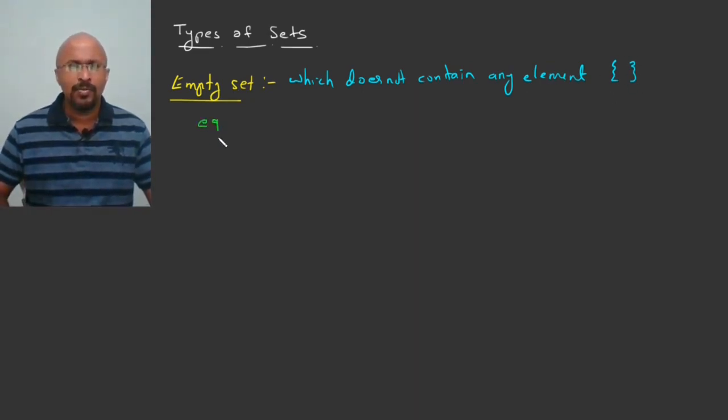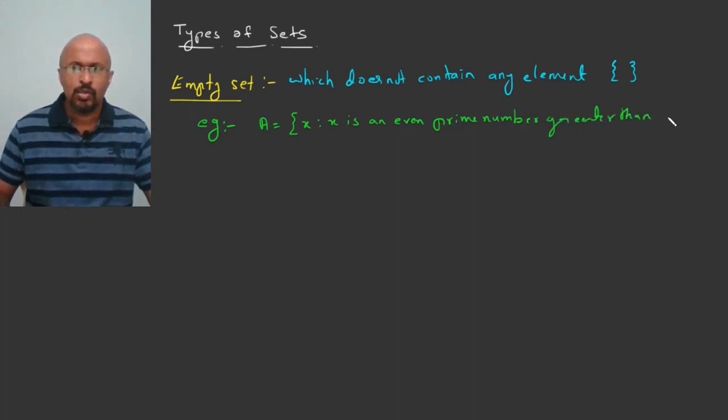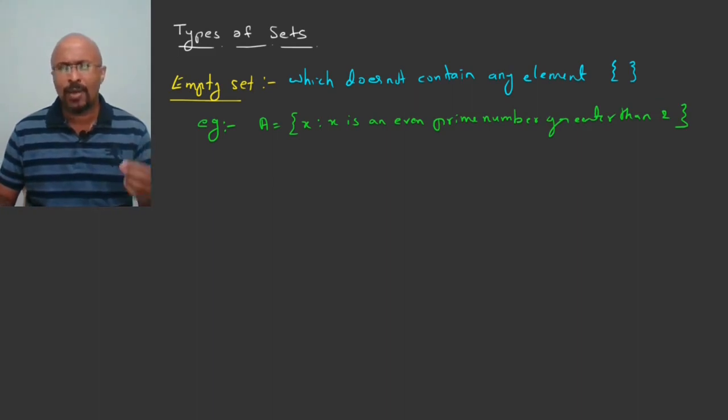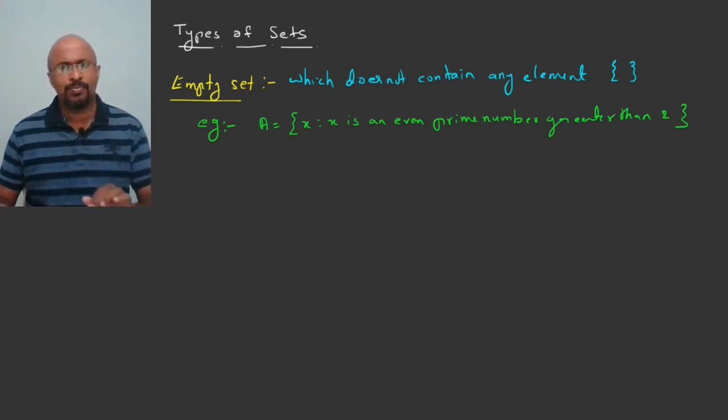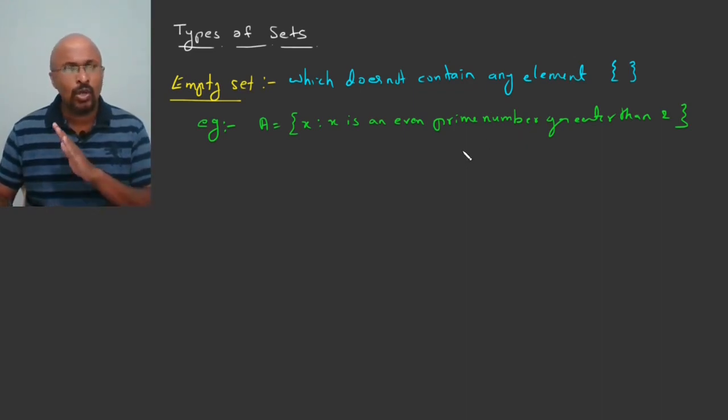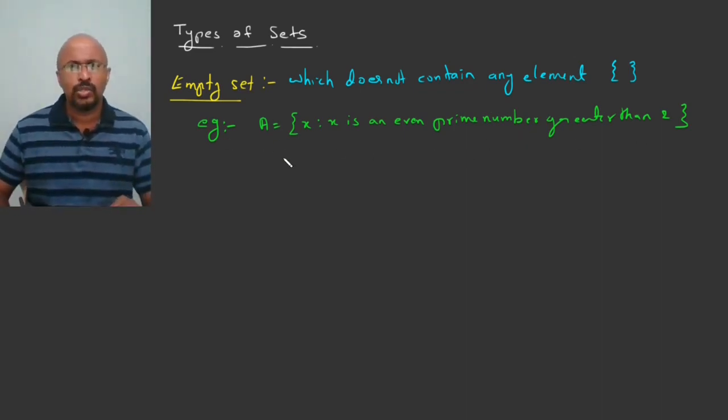Can you say an example? I can say one example. It is a set of all x such that x is an even prime number greater than 2. We know what a prime number is. The prime numbers include 2, 3, 5, 7, etc. We can easily say that 2 is the only even prime number. So, an even prime number greater than 2. That means there is no element in this set. So, this set is an example of a null set.